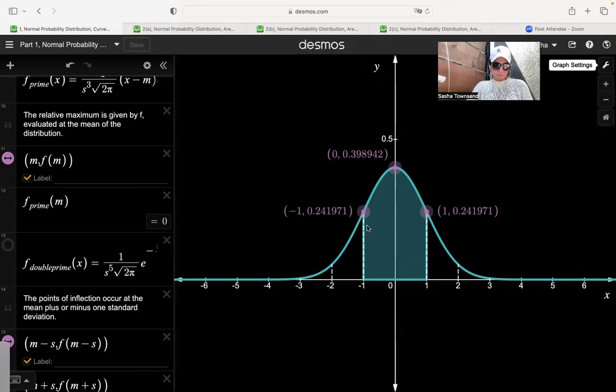I mentioned that non-standard normal distribution for IQ. The non-standard normal distribution for IQ had a mean of 100 and a standard deviation of 15. So I would have 100 in the middle, and then plus or minus 15 from that on the left and right. So we'd have an IQ of 85 and an IQ of 115.